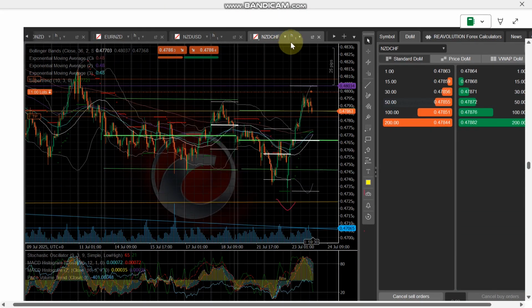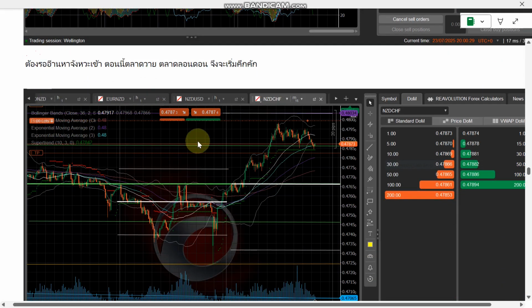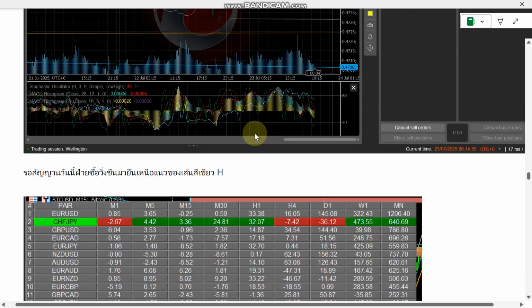New Zealand switch from 1 hour in the detail. Not yet, it hooked me up. New Zealand switch from 15 minutes. It's not picking my limit sell.